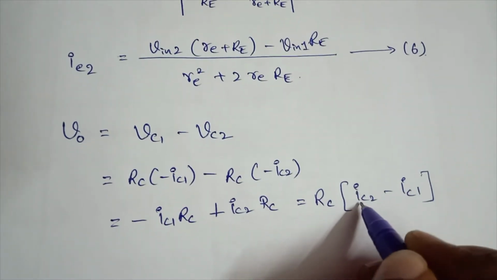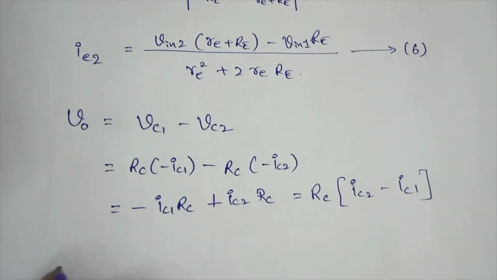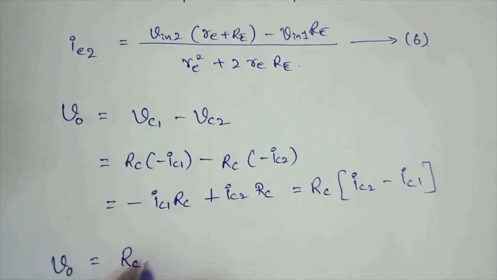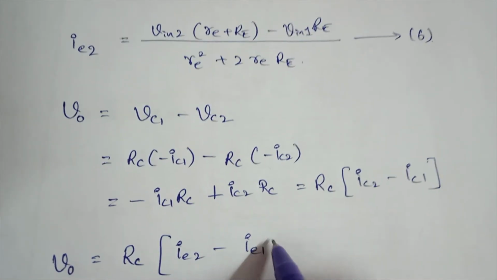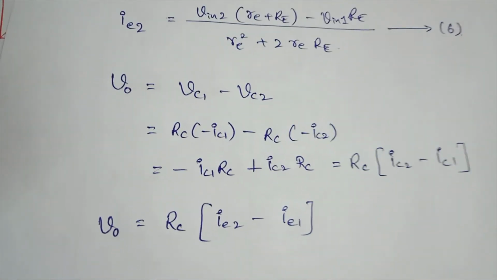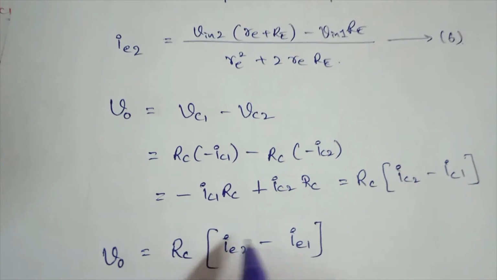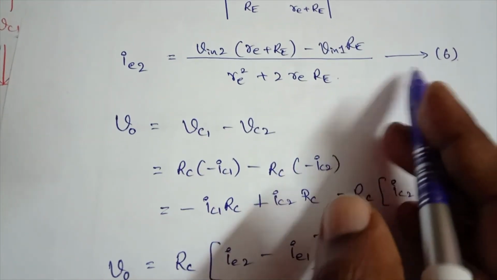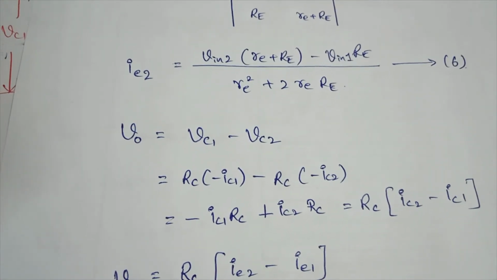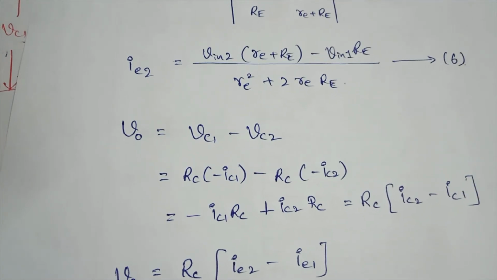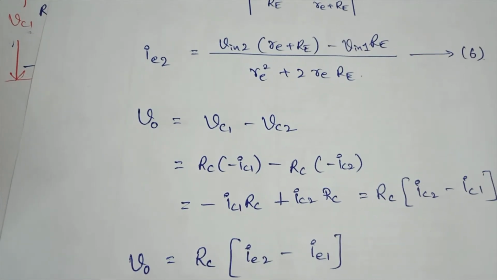But we know that the collector current is approximately equal to emitter current. Therefore V0 becomes RC into IC2, meaning IE2, minus IC1, meaning IE1. Now substitute equations 5 and 6 here. So V0 is equal to RC into, IE2 we get from equation 6 here. So same as it is, write it down: Vin2 into re plus capital RE minus Vin1 into RE divided by re square plus 2re into RE.